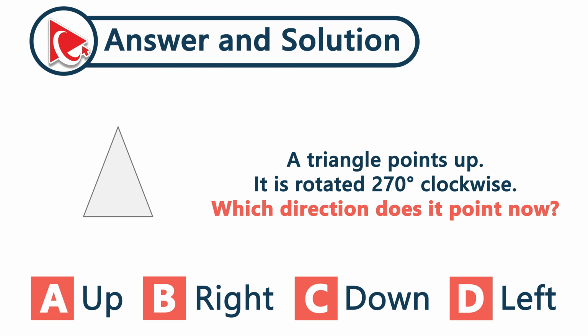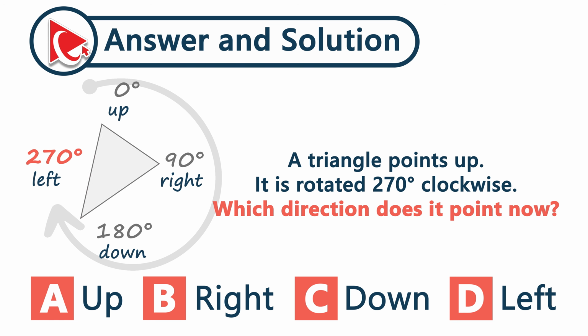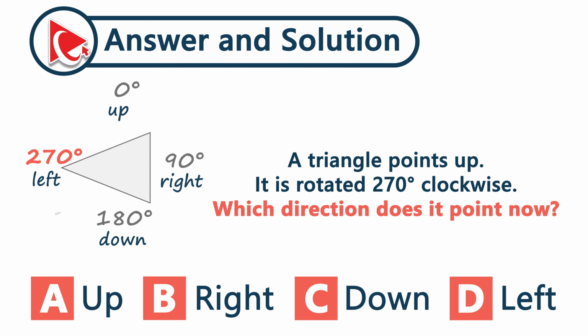Let's break it down. Each 90-degree turn shifts the triangle's direction up, right, down, or left. So, after 270 degrees, it lands pointing left. And the correct answer here is choice D, left.